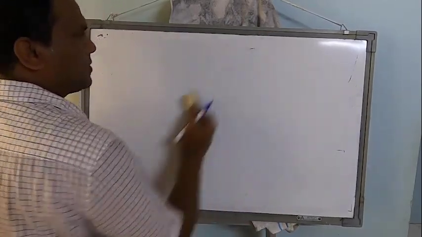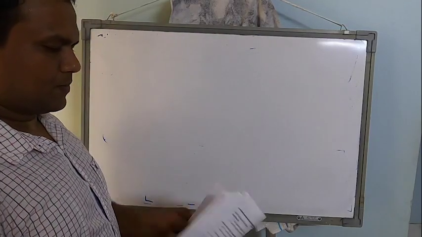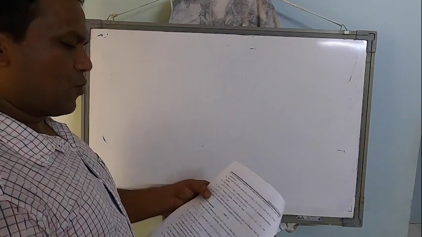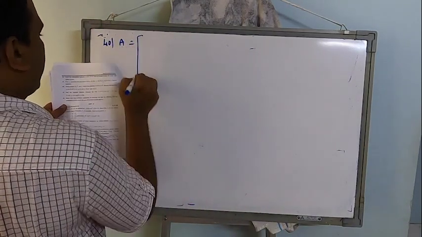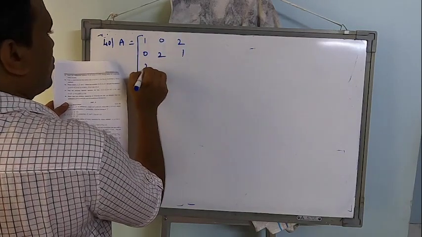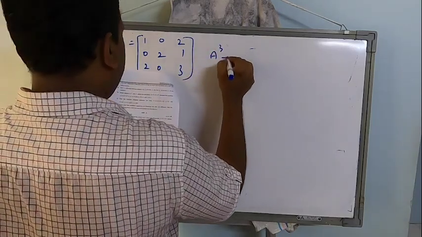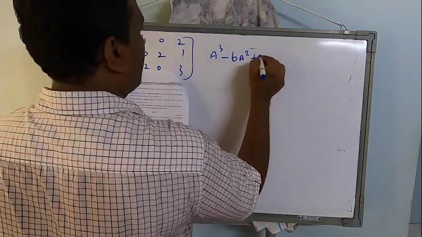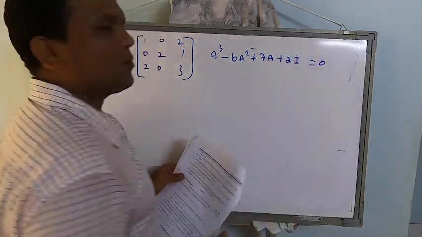So that's for 3 marks. So let's see for 5 marks. In the 5 mark question, what is given to us? A matrix A is given. Matrix A is 1, 0, 2, 0, 2, 1, 2, 0, 3. What do we have to prove? Prove that A cube minus 6A square plus 7A plus 2I is equal to 0.